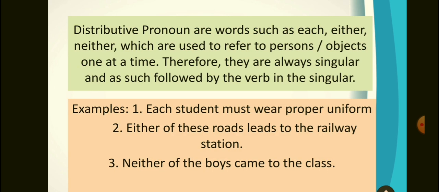Now let us know about distributive pronoun. Distributive pronouns are words such as each, either, neither, which are used to refer to persons or objects one at a time. Therefore, they are always singular and as such followed by the verb in the singular. Each student must wear proper uniform. Either of these roads leads to the railway station. Neither of the boys came to the class. So these are the examples of distributive pronoun.